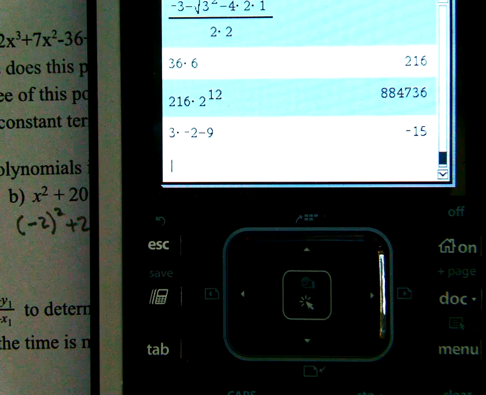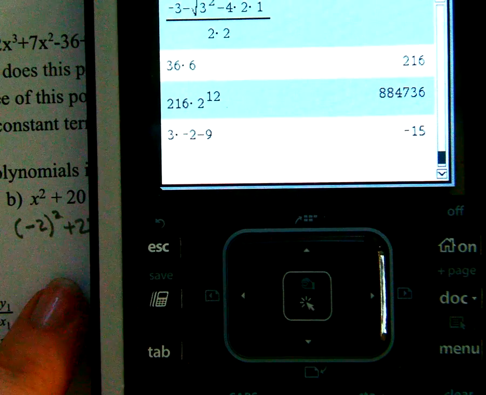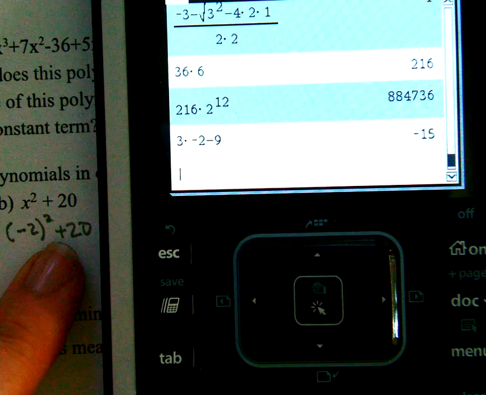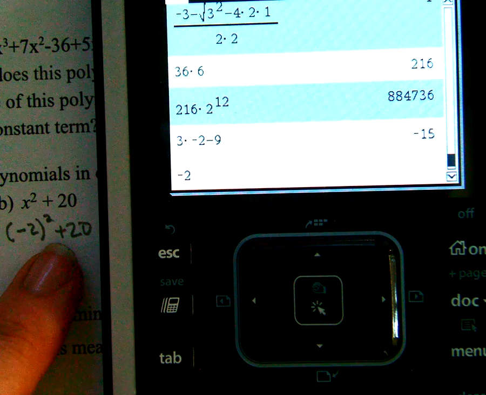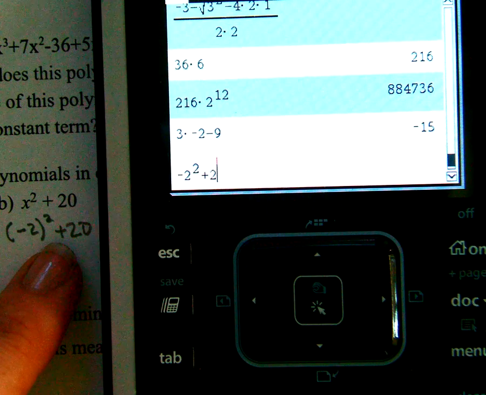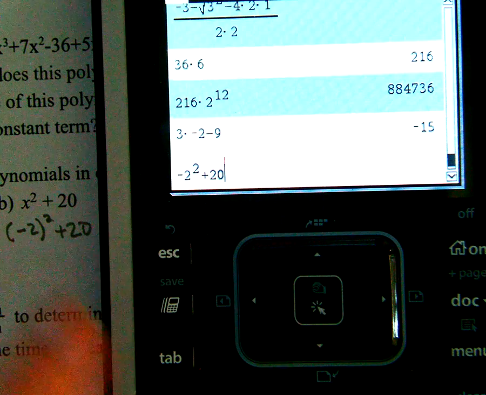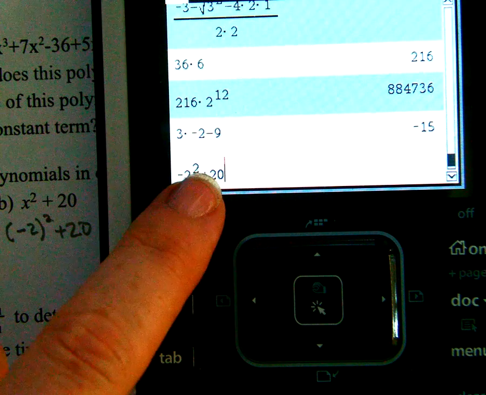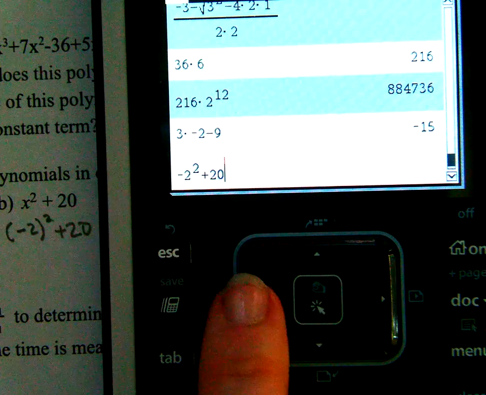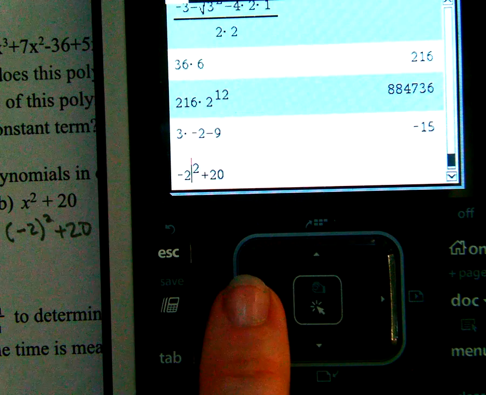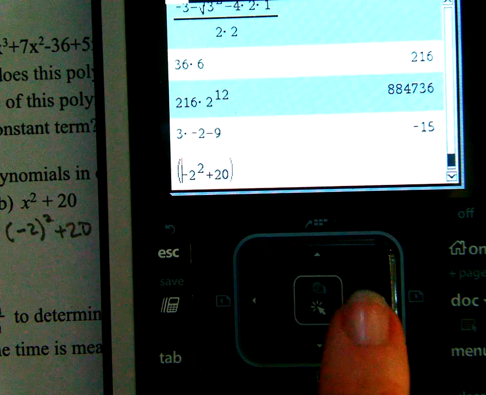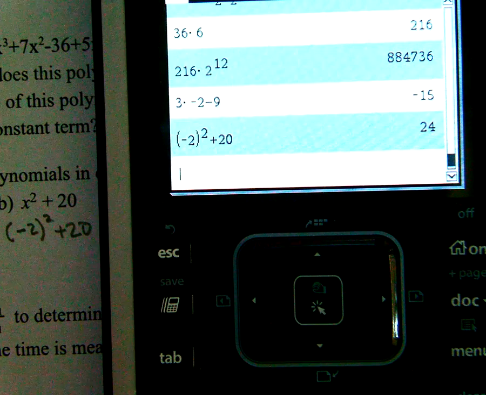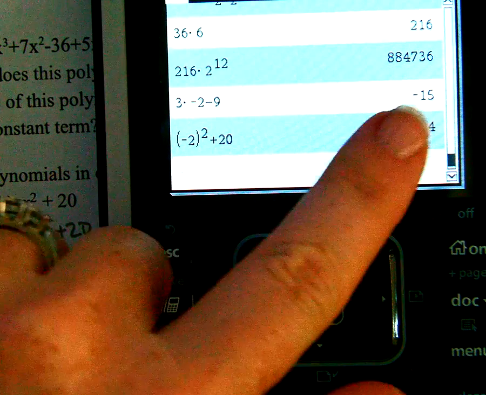There we go. And the next one that I'm looking at is negative 2 squared plus 20. And remember, guys, if I type this, and I have probably said this 200 times so far this year, I'm going to get the wrong answer every single time because this is going to square the 2 and make it negative. So if I want it to actually square a negative 2, then I've got to put parentheses around that negative 2. Okay, so this is going to be your 24.